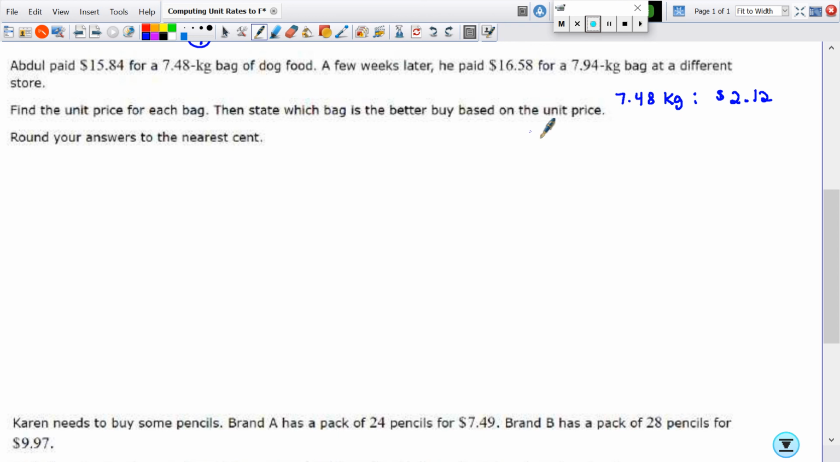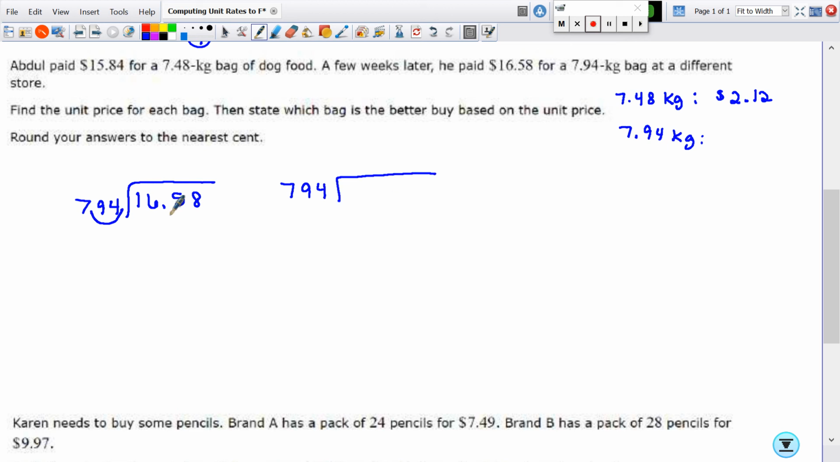So now I'm going to do the price for the 7.94 kilogram bag. I've got $16.58, and I'm going to divide that among 7.94 kilograms. You want to move the decimal outside to the very end, so 794, and since you jumped over 2 numbers, you have to jump over 2 numbers on the inside, so 1658. But we have dollars and cents, so we want to round properly, so I need 3 zeros after that.